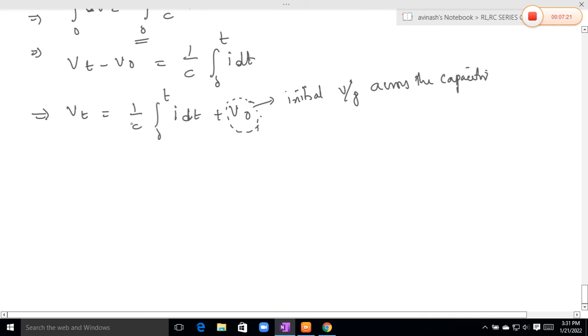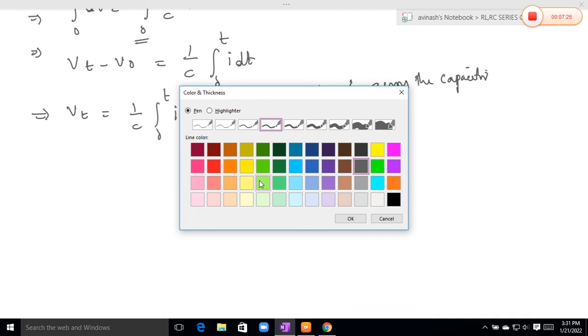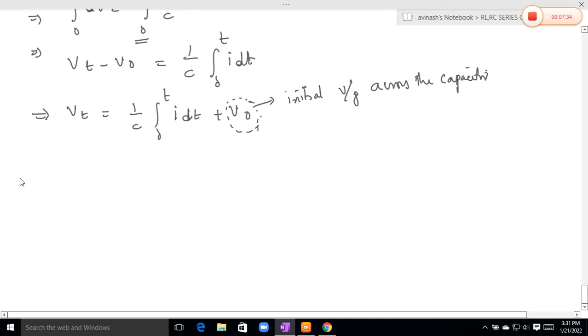Then we have to find the value of power, no? What do we mean by power? Power is nothing but the product of voltage and current. Power absorbed by the capacitor is nothing but power P is equal to V into I. Power P is equal to what? V into I. We remember the formula, right?